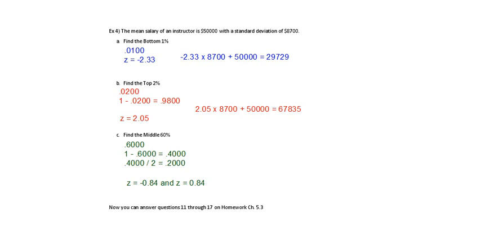All right, so first we're going to do negative 0.84 times 8,700 plus 50,000. And that is equal to 42,692. Next, we shall do positive 0.84 times 8,700 plus 50,000. And that's equal to 57,308.